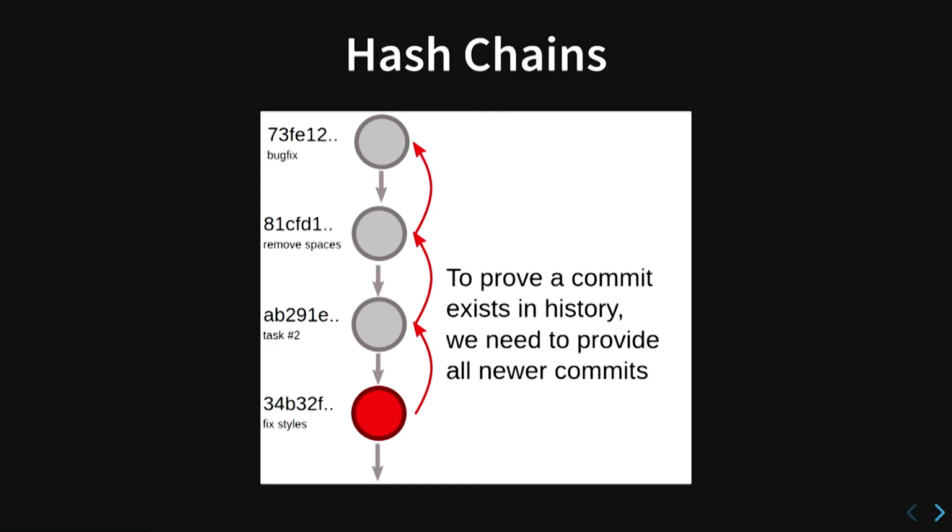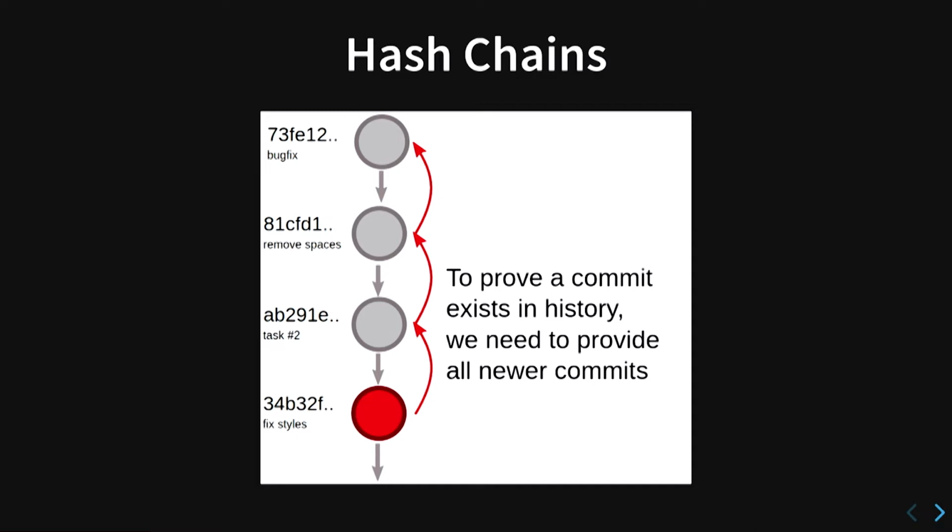Because remember that every commit embeds the commit hash of the previous commit. So let's say you have a commit hash that you trust, right? You've acquired this commit hash somehow, and it's the latest commit hash. And then you want me to prove to you that this one particular commit exists in that history, right? Well, the only way to do this with this sort of hash chain is for me to provide you that commit and then all of the future commits, right?